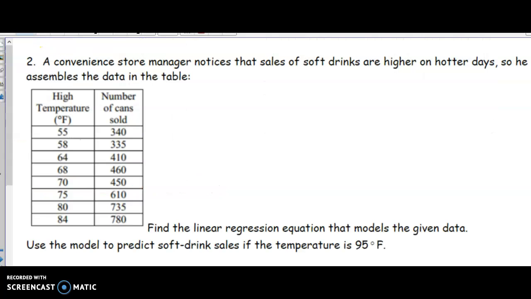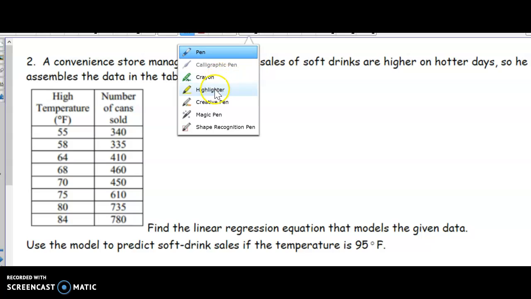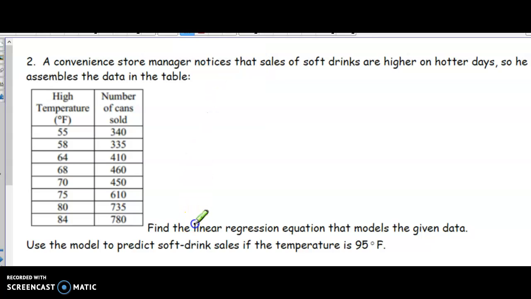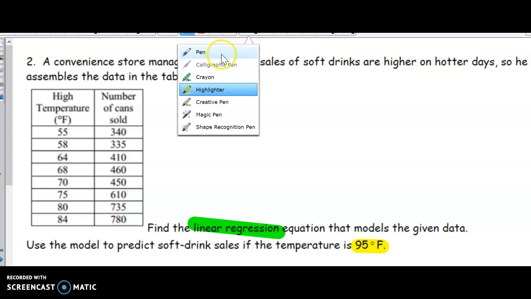For the second problem, let's look at the information that we're given, and a couple of things we'll need to take into account. Again, we want a linear regression equation. And then, after we find the linear regression equation, we want to use that model to predict the soft drink sales, the number of cans, if the temperature is 95 degrees. So we're looking for the Y value in this case when X is 95.